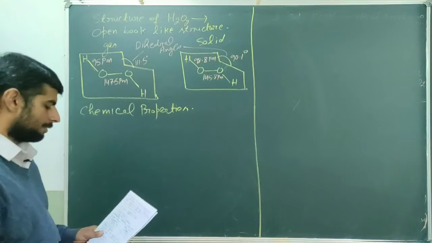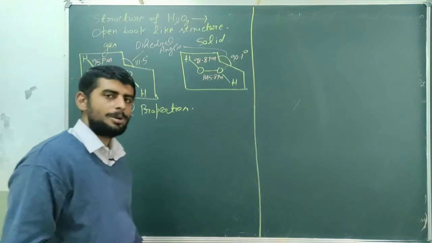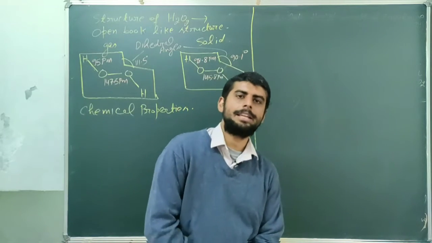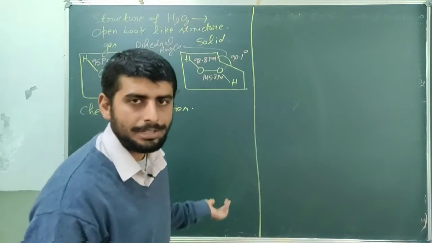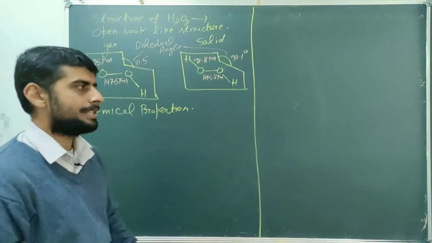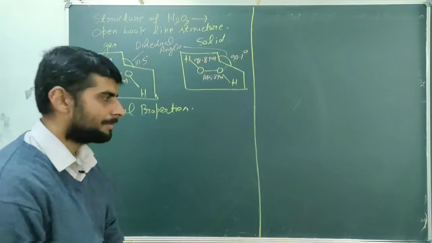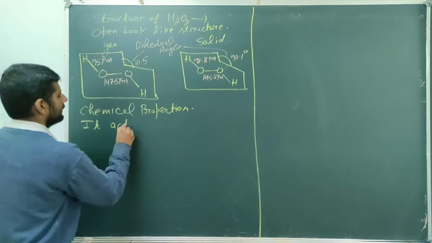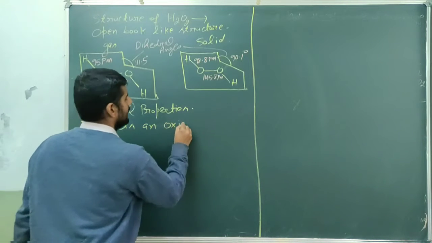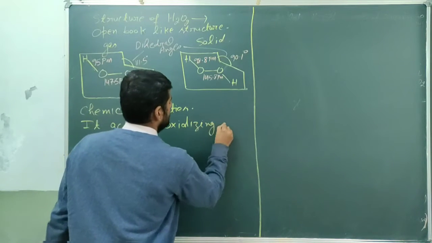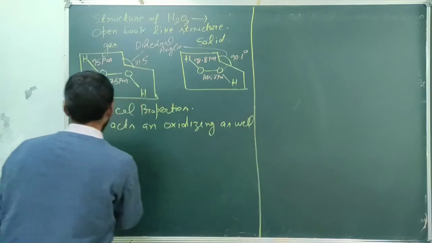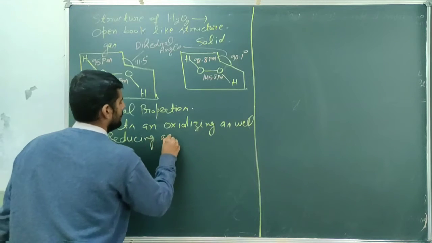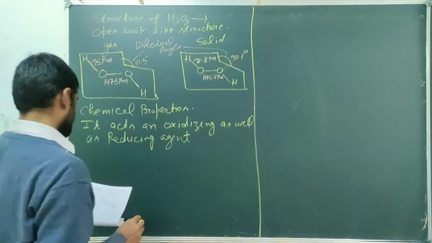Chemical properties of H2O2. So students, what is H2O2? It acts as an oxidizing and reducing agent both, in acidic or basic medium. H2O2 will act as an oxidizing as well as reducing agent. So a few reactions we will see, how it acts as an oxidizing agent and reducing agent in both acidic or basic medium. It acts as an oxidizing as well as reducing agent in both acidic or basic medium.